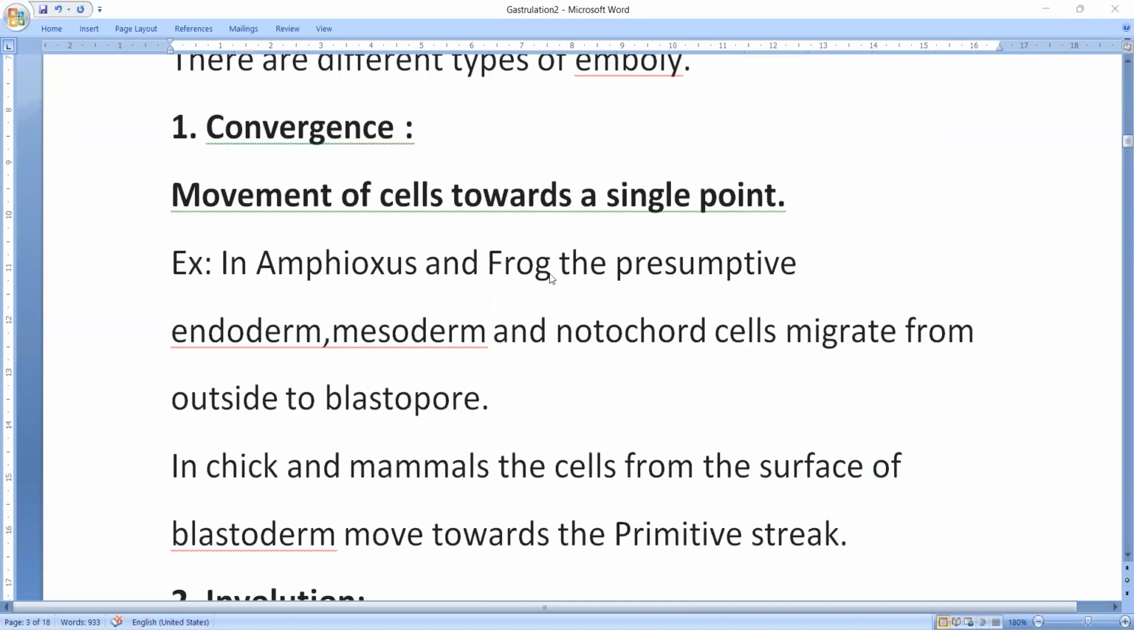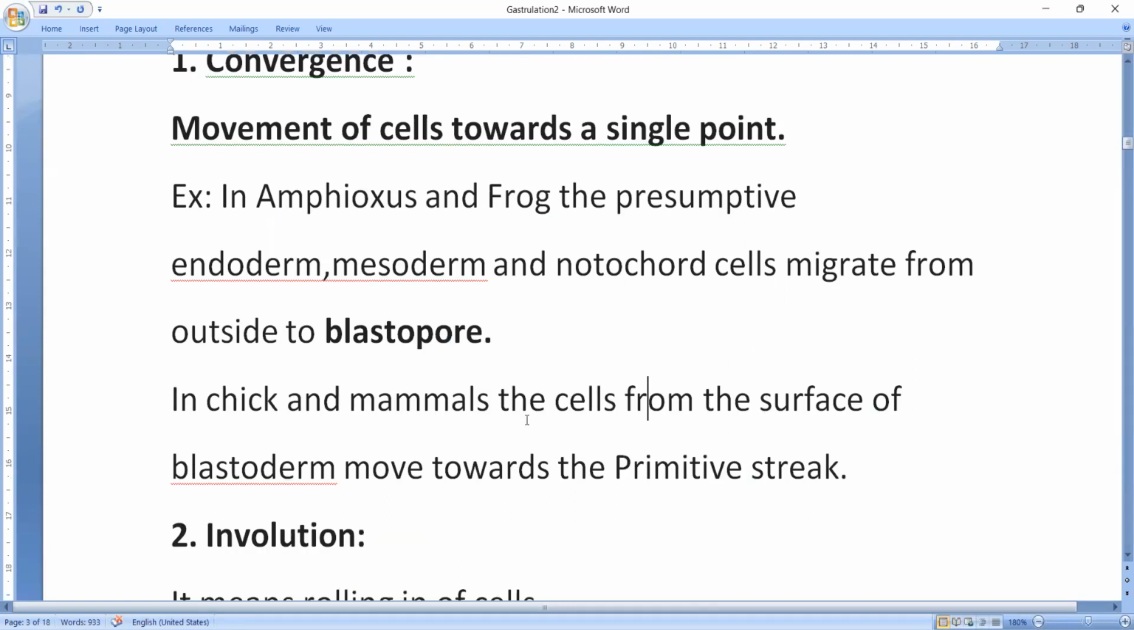In Amphioxus and the frog, the presumptive endoderm, mesoderm, and notochord cells migrate from outside to the blastopore. Movement towards the blastopore is an example of convergence.